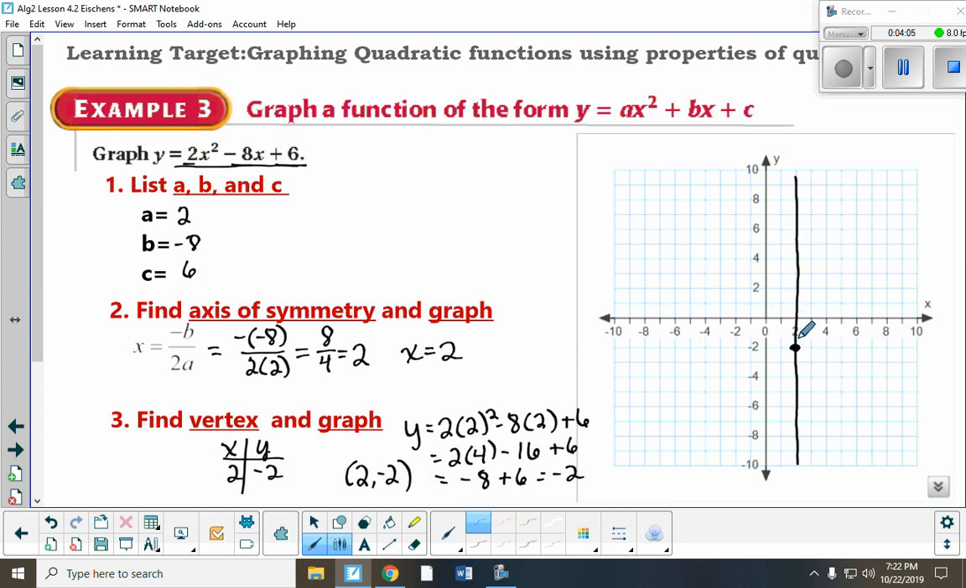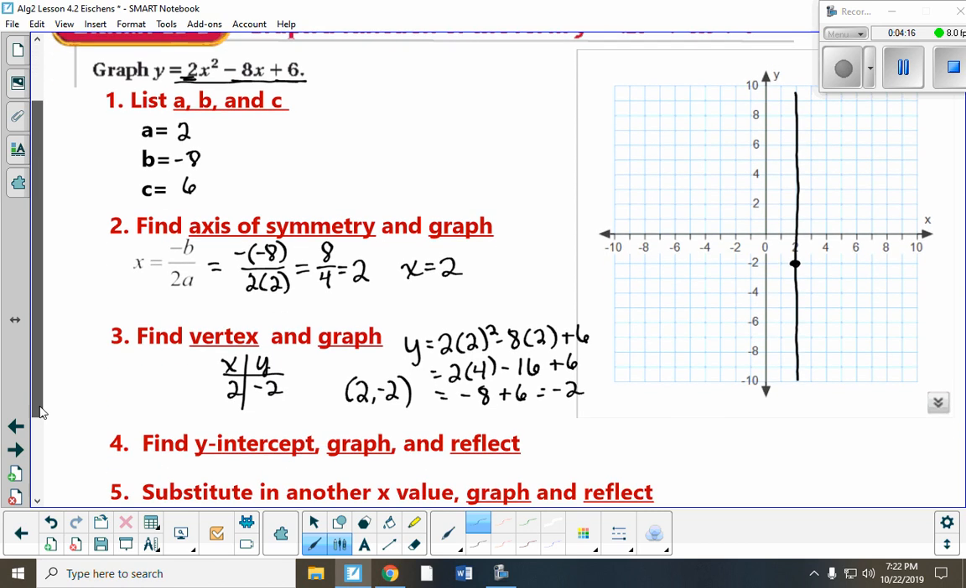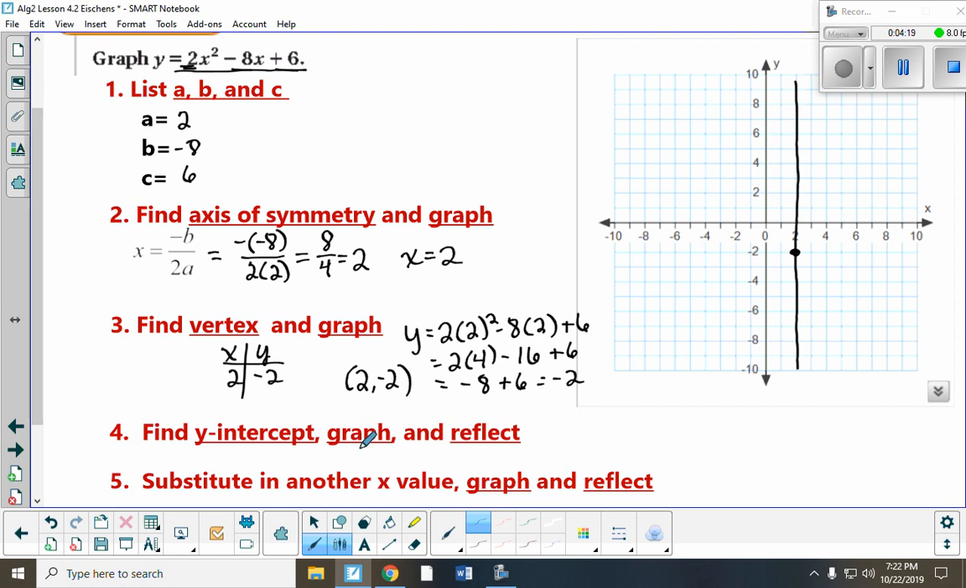Now, keep in mind, the a value is positive, so that is going to open up. So if we have any points that are down below, we know we've made a mistake. And we need some more points. So next, the y-intercept, remember we said that's at 0, c. Your c value is right here. It's 6. So it would be at 0, 6. So you can plot that. Now that is 2 units away from the axis of symmetry, so just move 2 units to the other side, and there you have another point.